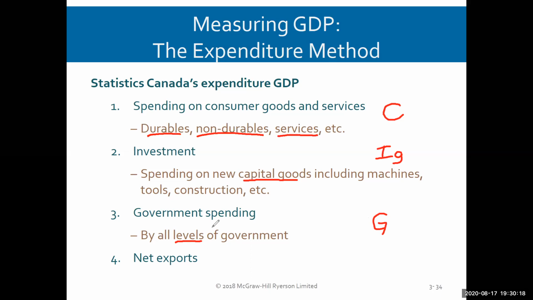And then we look at net exports and include that. That is exports, but we subtract the level of imports, because it's the net exports that we're interested in getting here. So to get GDP, it's simply the sum of these things. It's consumption plus gross investment plus government spending plus exports minus imports. That's our formula for GDP.